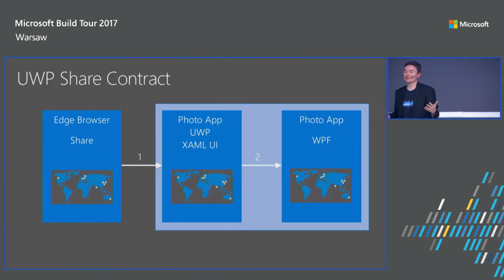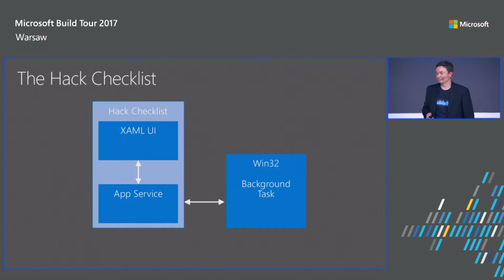Another thing is a UWP share contract. It was my first demo. So I shared a picture from the Edge browser to a UWP component in a Win32 converted application package. And then my UWP app after that has access to this shared data. The hack checklist, again, I have a full-blown XAML UI. I have an app service, but I also have a little background task that goes through my native operating system components, such as registry, and gives data to the app service so I can provide information through my new XAML UI.